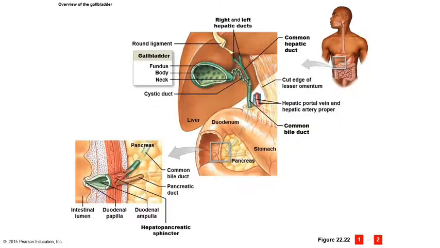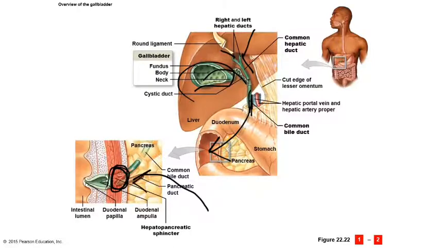So you can see the three parts of the gallbladder. You can see here the right and left hepatic ducts coming down, going into the common hepatic duct. The backward flow would be into the cystic duct, and then the common bile duct dumping into the duodenum. The sphincter is controlling that release of bile, but also controlling the release of pancreatic products that we'll be discussing in a moment.